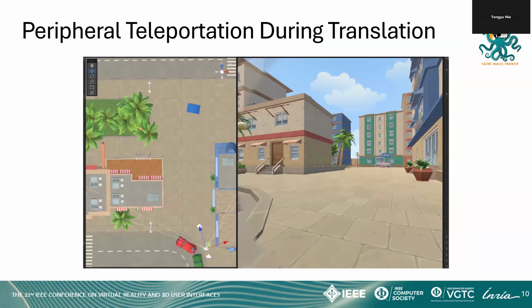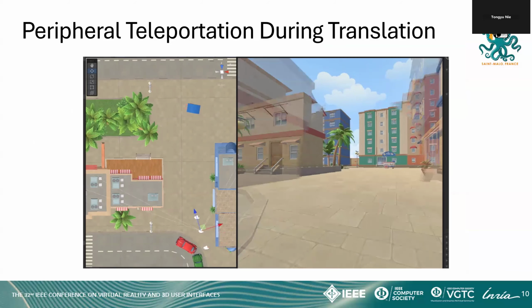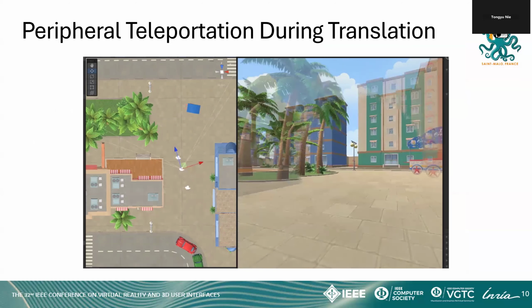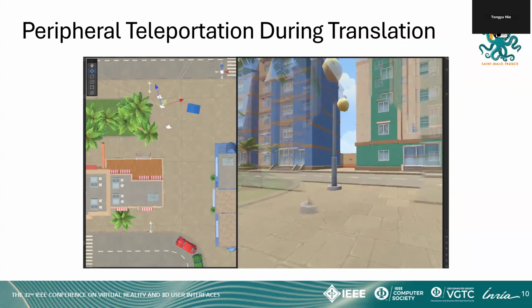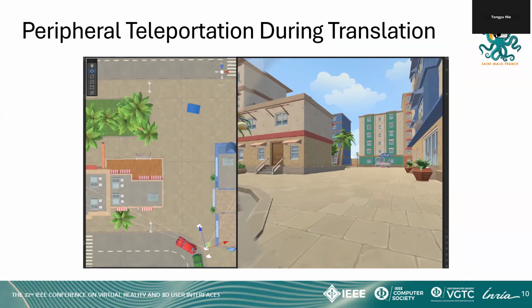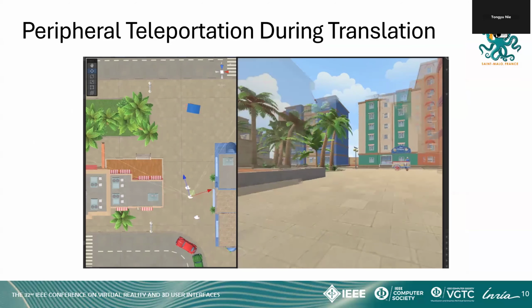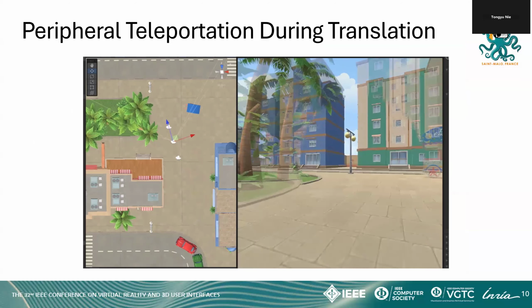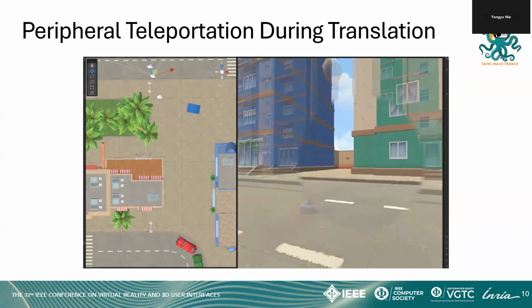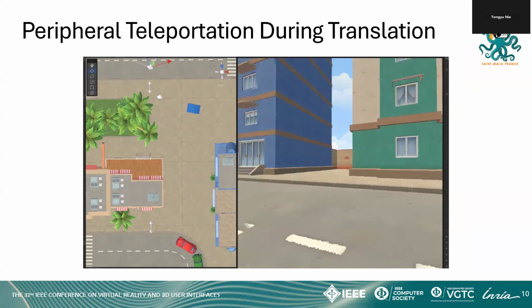Here's a video showing how it works for translation. On the left side, you can see how RF cameras are teleported consecutively. And on the right side, you can see how the view transitions from one rest frame camera to the other. For turning, it works in a similar way by replacing teleportation with snap turns.